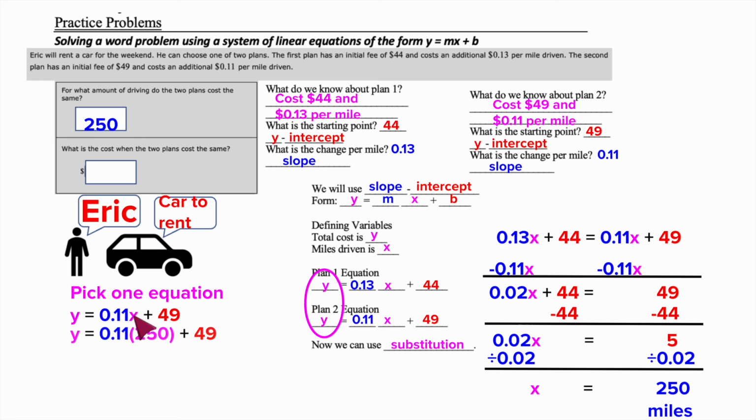So we're going to plug in 250 for x. So I have 11 cents times 250. That tells us how much he's going to spend in mileage plus that $49 initial fee. So he's going to spend $27.50 on miles because it's 11 cents per mile, and then $49 for that initial fee. So I add together and I get $76.50. And again, if I plug this into plan 1, I should get exactly the same result. Okay, so $76.50. All right, so that's a word problem using substitution.